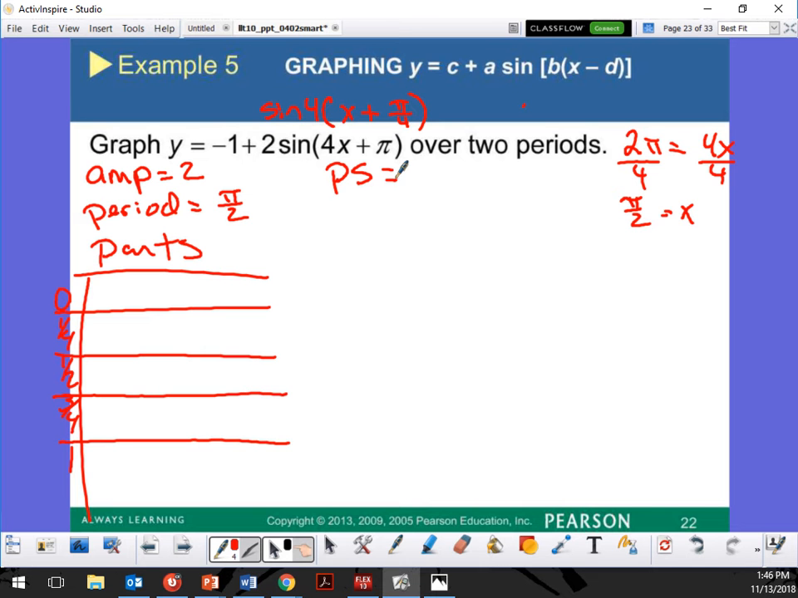So my phase shift was negative pi over 4. My vertical shift is negative 1, right? Why? Because that's the number in the very front. Oh, yeah, I forgot that. It can also be in the very back too.